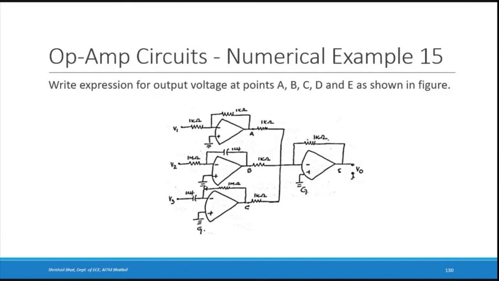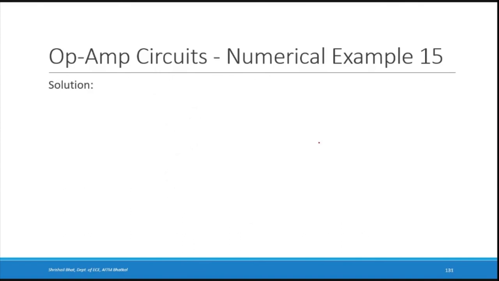And what is this? At the inverting input terminal, they are given 3 inputs. It's a 3 input inverting summing amplifier. R1 is 1K, R2 is 1K, R3 is also 1K, RF is also 1K. So stage by stage we will solve this.